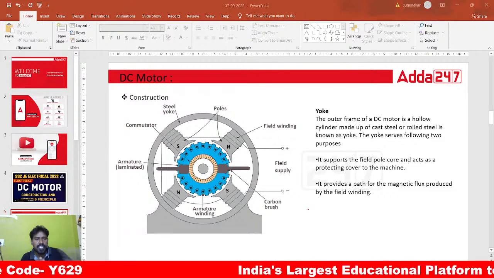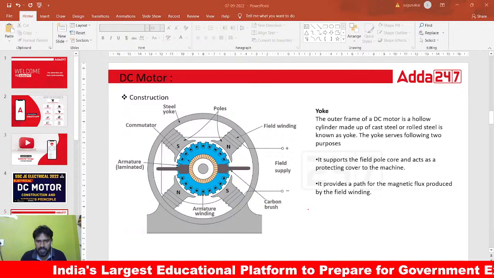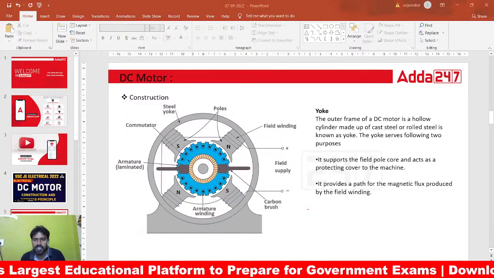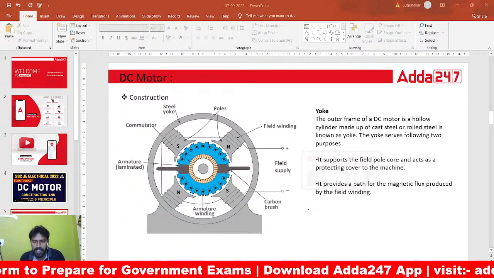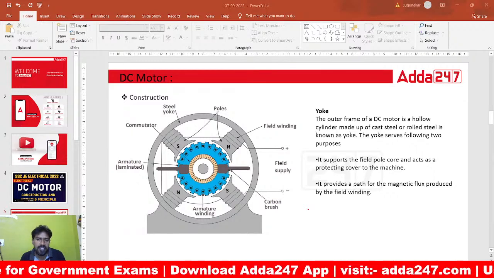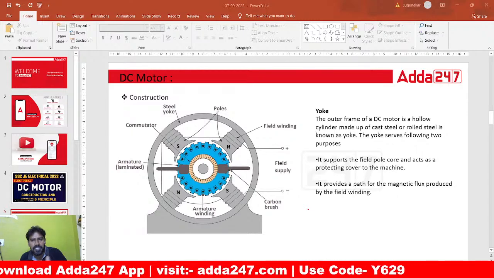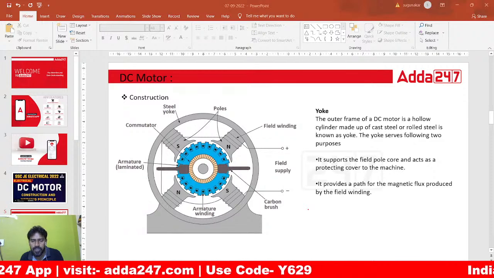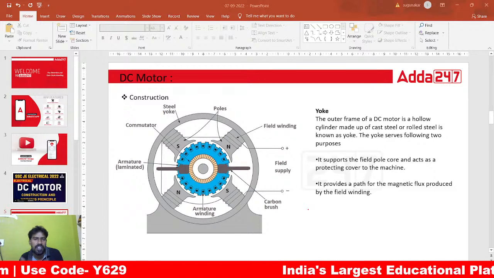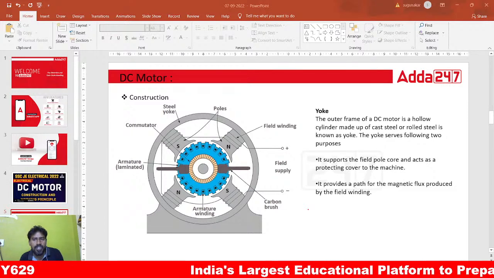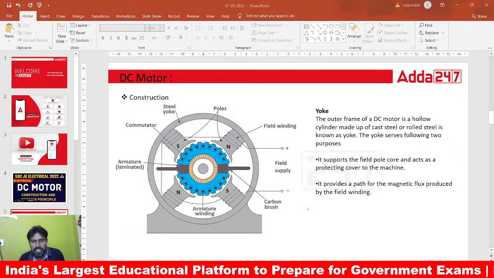While discussing the EMF equation, what is the EMF equation? What is the working principle of this? We'll get some equations. If they ask any question related to the equation, definitely you can apply the formula and you will get the answer. But from a theory point of view, they will ask questions like: what is the purpose of the pole shoes? What is the purpose of the pole core? This kind of question they will ask, so we need to remember.